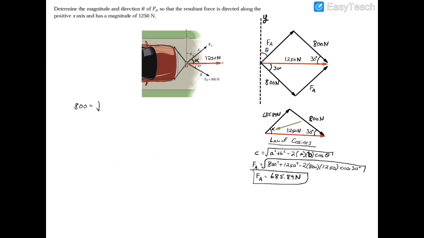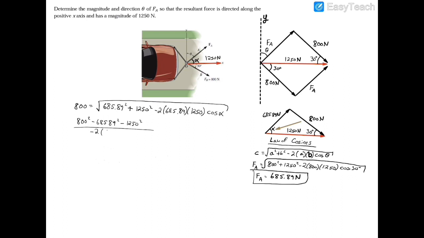So we'll have that 800 equals the square root of A, which we'll say is 685.89 squared, plus B squared, which would be 1250 squared, minus 2 times 685.89 times 1250 times cosine of alpha. And I just close that square root on all of that. Now, to solve for alpha, what we'll do is we'll square everything. So we'll have 800 squared, and that removes the square root. And then we'll subtract 685.89 squared. And then we'll subtract 1250 squared. And now we just divide everything by negative 2 times 685.89 times 1250.